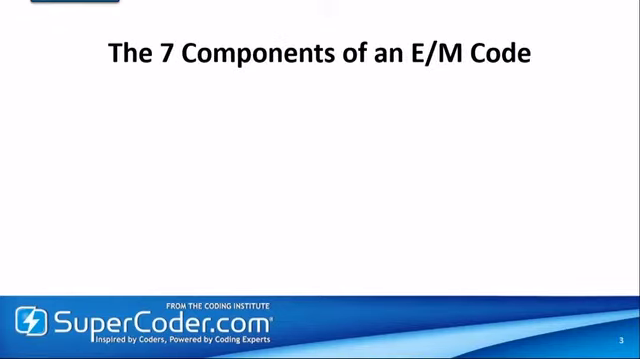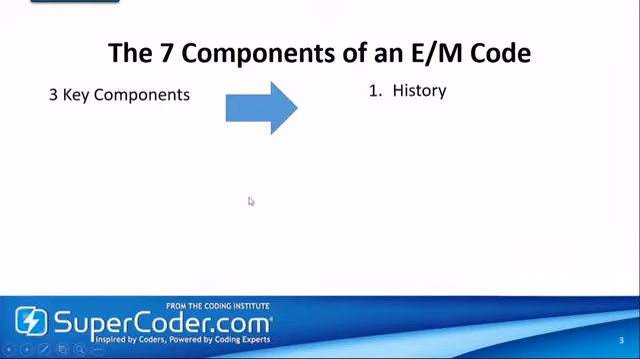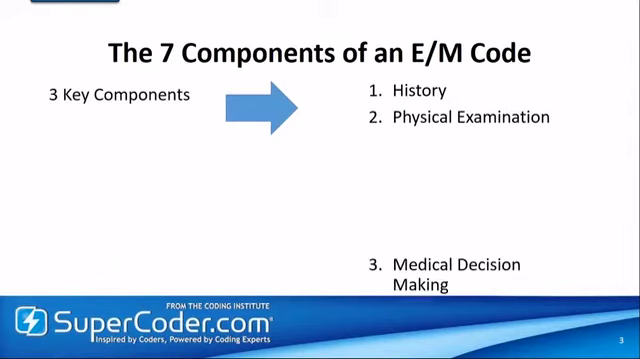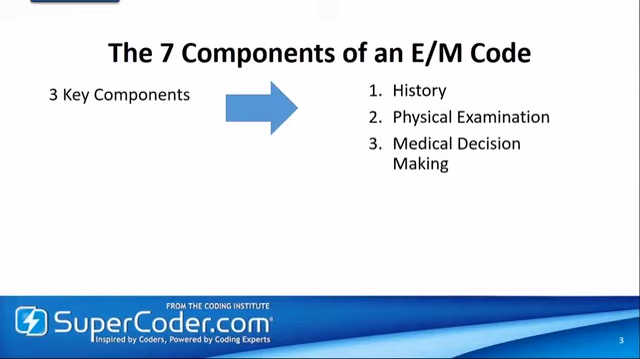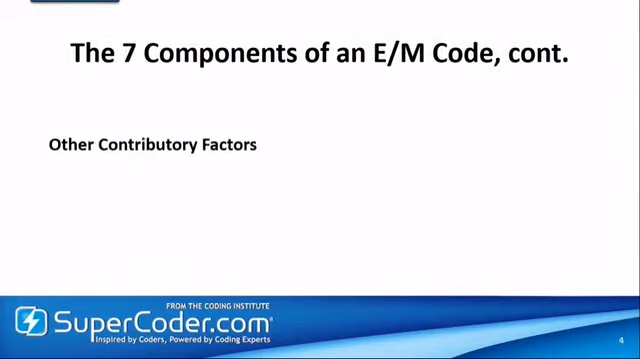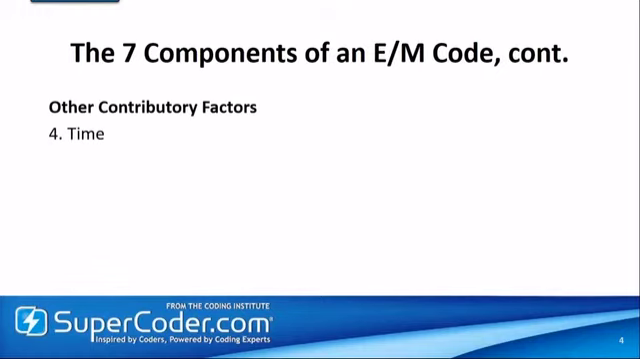So there are 7 components of an E&M code. The 3 key components are what most of us focus on, and these include the history, physical examination, and the medical decision making. Next, you have your other contributing factors such as time, counseling, coordination of care, and the nature of presenting problems or your chief complaint.